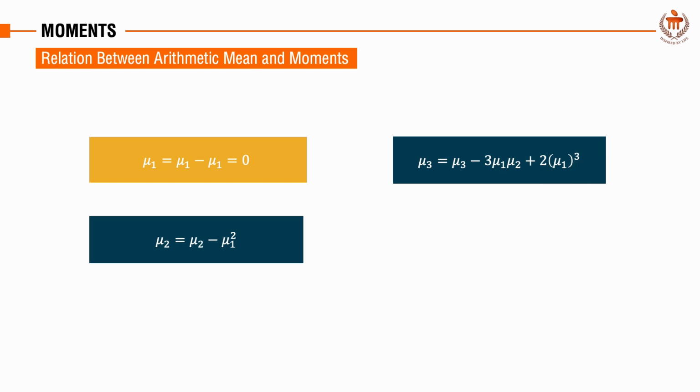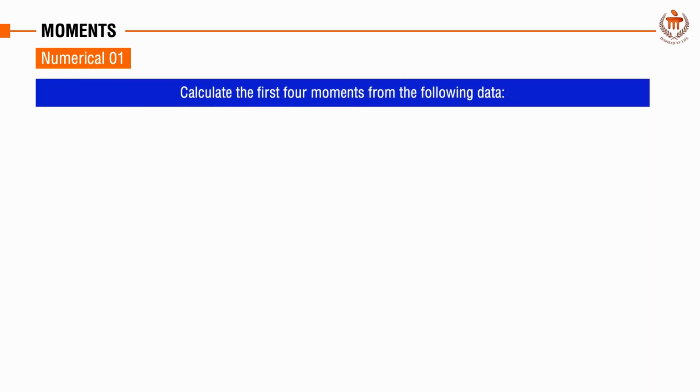While mu3 is equal to mu3 dash minus 3 of mu1 mu2 plus 2 of mu1 whole cube, mu4 is equal to mu4 dash minus 4 into mu3 dash mu1 plus 6 mu2 dash mu1 square minus 3 mu1 to the power 4. Now let's discuss a few numericals.